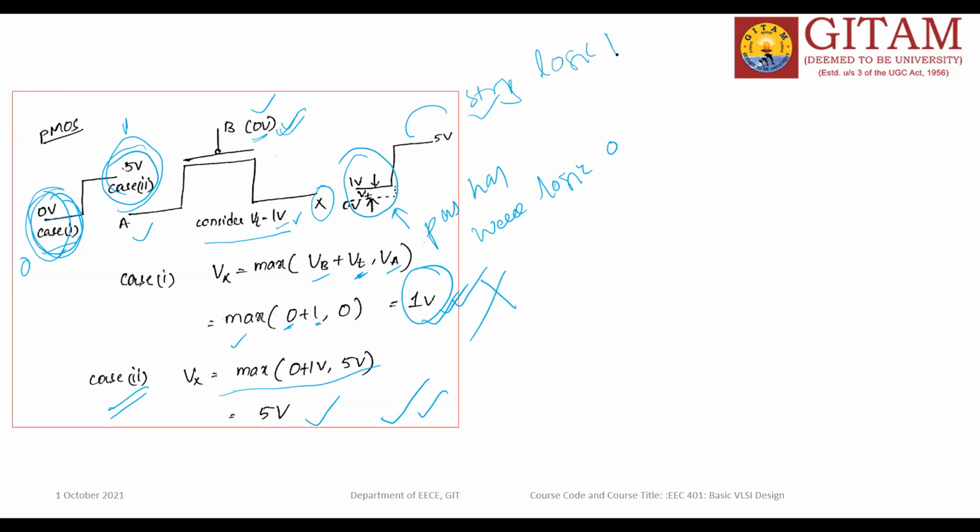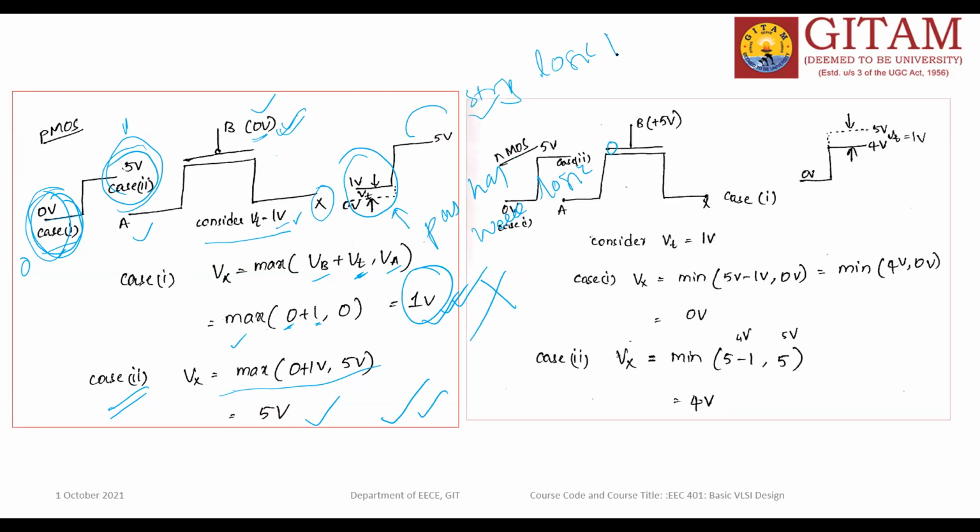One more thing, take this NMOS pass transistor, same formula. Here the threshold value is 1 volt. So the minimum value, you can write VB minus VT, comma VA. In this formula, 5 volts is the gate potential, so VB is 5 volts. Input is 0, case 1. So the minimum of 5 minus 1, comma 0, is 4 comma 0. We got 0 volts. For 0 input, we got 0 output.